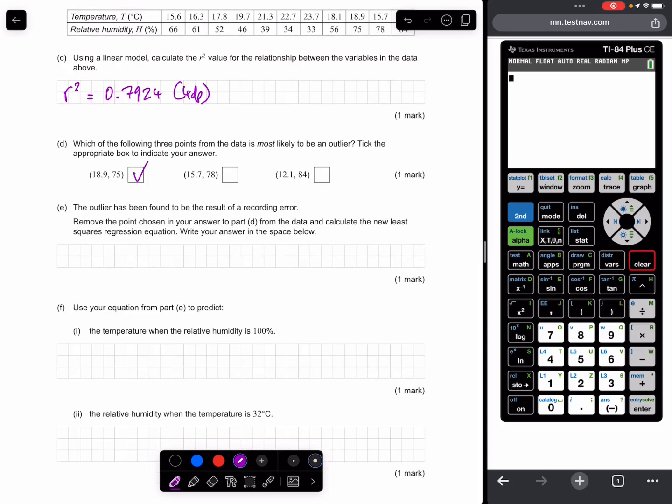The outlier has been found to be the result of a recording error. Remove the point chosen and calculate the new least squares regression line. Stat, edit, 18.9 and 75. 19.9, delete. 75, delete. Stat, calc, linreg.